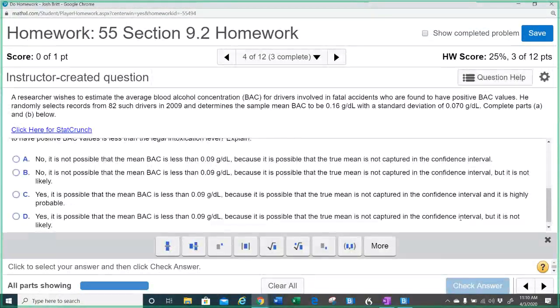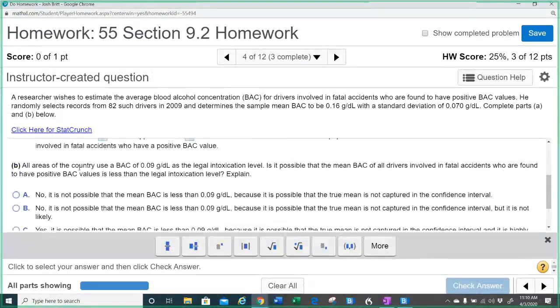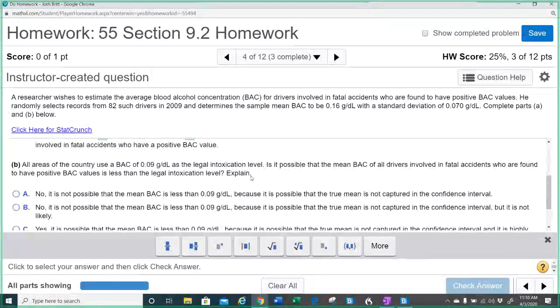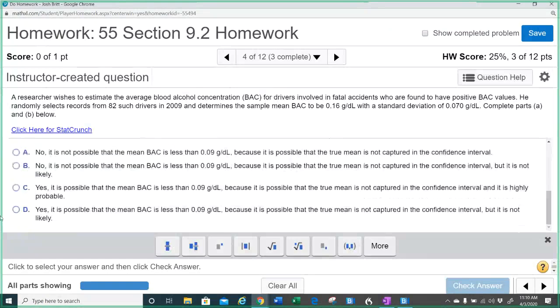Okay, that's going to be, because it is possible. I mean, anytime you're doing statistics and probability, you're estimating. Okay, and that's all that they're asking, right? Is it possible? So I would say, yes, it is possible, but it's not likely.